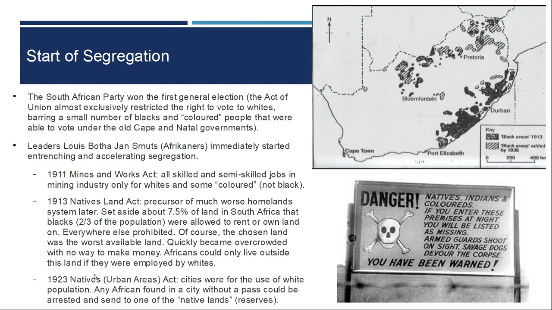This gets expanded 10 years later with the Natives Act, also known as the Urban Areas Act. This said, kind of adding on to the Natives Land Act, cities are for the exclusive use of the white population. Any African found in a city without a pass can be arrested and sent to one of their native lands, the reserves that have been set up for them. Keep in mind, they might have no connection to those native lands. They've lived in that city their whole life. But if you don't have a passbook now, if you don't have documentation showing that you are working for a white person, you're screwed.